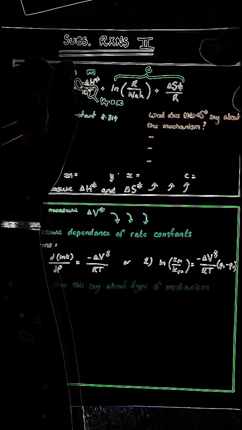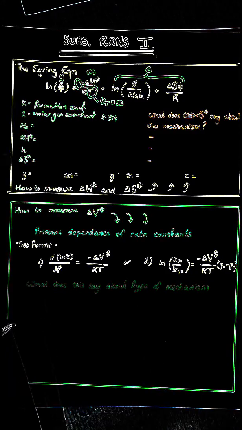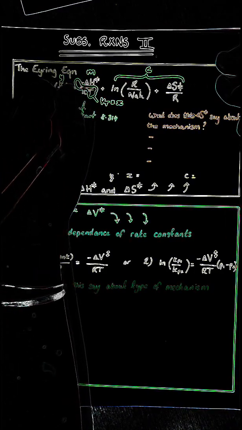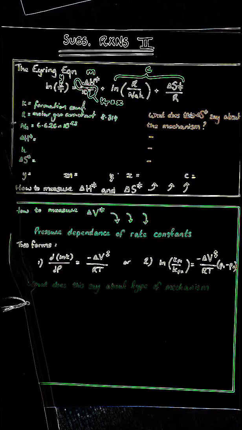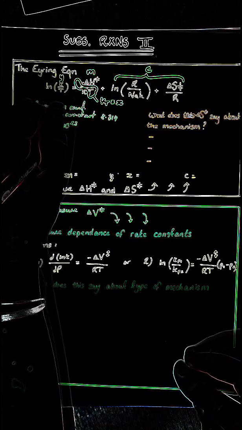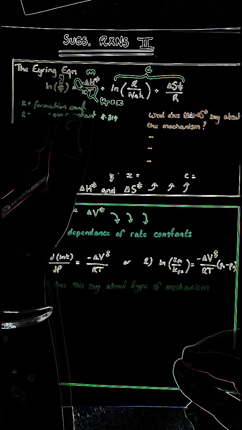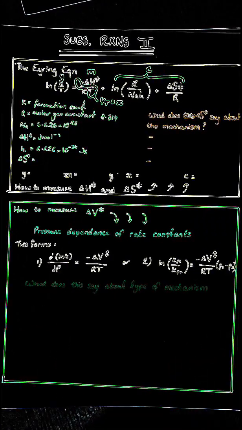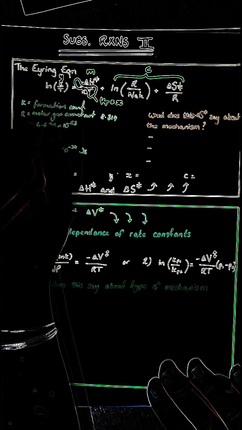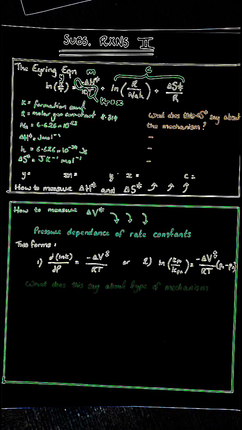Then we've got the natural log of kB over h, where kB is the Boltzmann constant, and h is Planck's constant, which is 6.626 times 10 to the minus 34, I think. Plus the entropy of activation over R, minus the enthalpy of activation over RT. The enthalpy of activation is in joules per mole, and the entropy of activation is in joules per Kelvin per mole, just in case we get asked to do an equation.